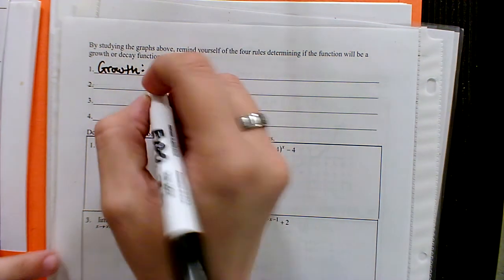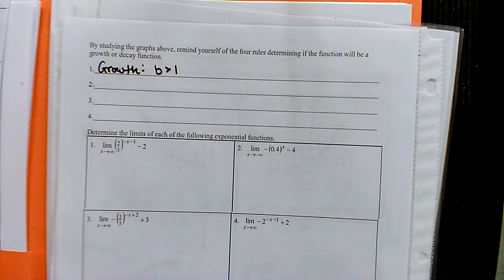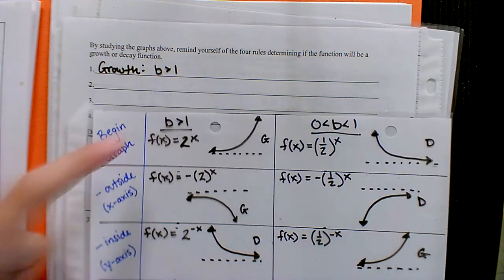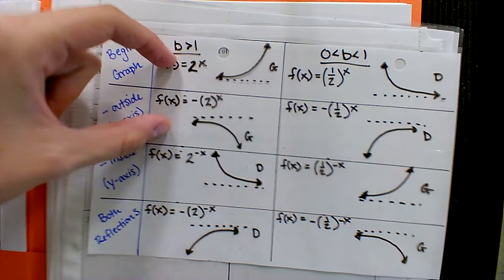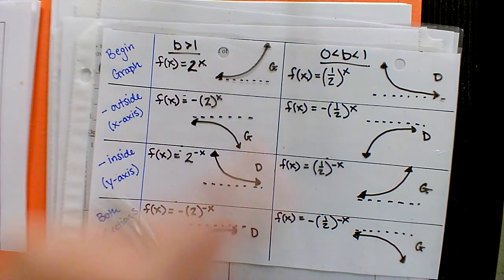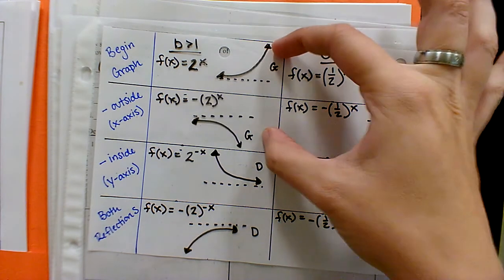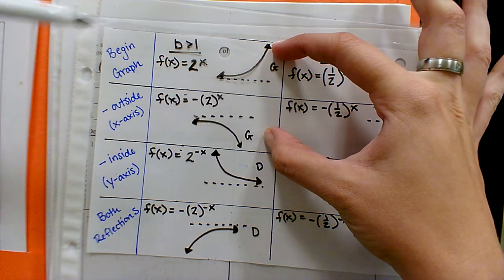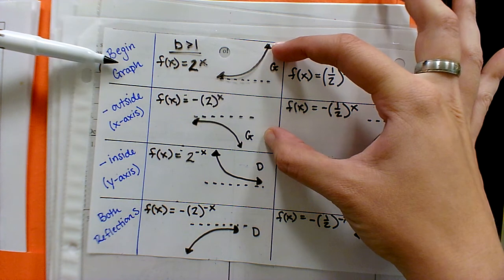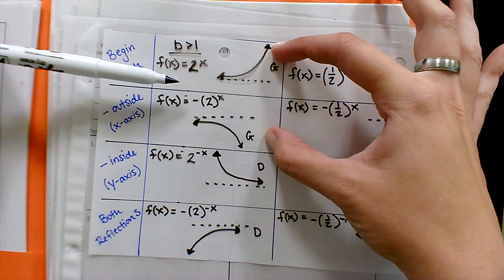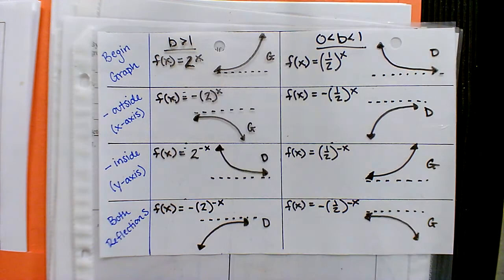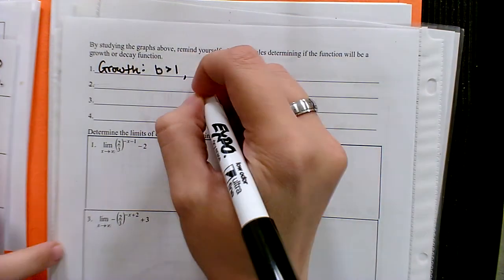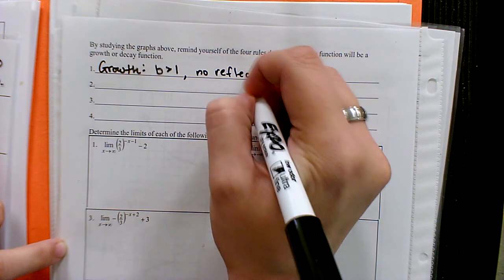Okay, and specifically our base value is bigger than 1. If you take a look at your table we did, we're in the first column and we're trying to identify just the growth graphs. That would be our first two. If our base value is bigger than 1 and we have a growth graph, notice how we either have no reflections, that's just our beginning graph, or we have an x-axis reflection. So we have a negative on the outside.